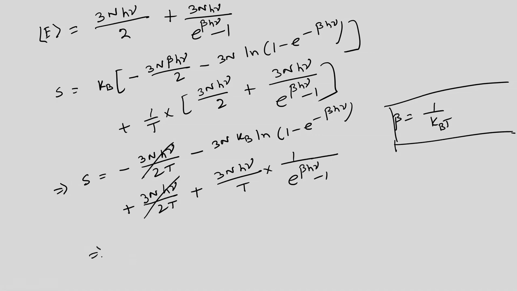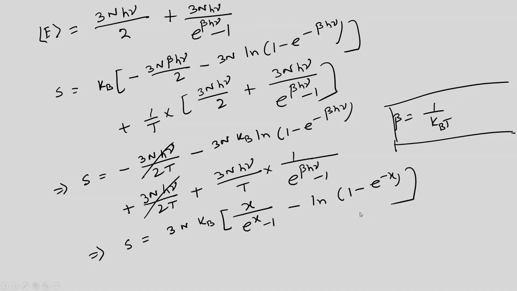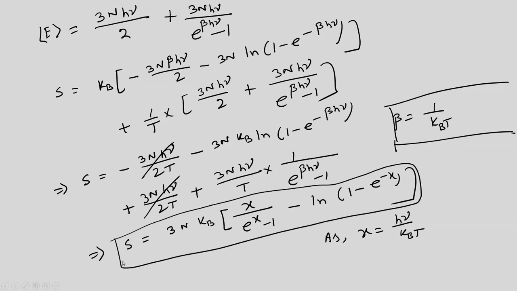So this and this get cancelled, so we get S is 3N kB [x by e to the x minus 1 minus ln(1 minus e to the minus x)], where x is h nu by kBT. Okay, so this is only a very simple analytical problem. So we can prove that the entropy of a three-dimensional solid which follows the Einstein model is 3N kB [x by e to the x minus 1 minus ln(1 minus e to the minus x)], where x is h nu by kBT.